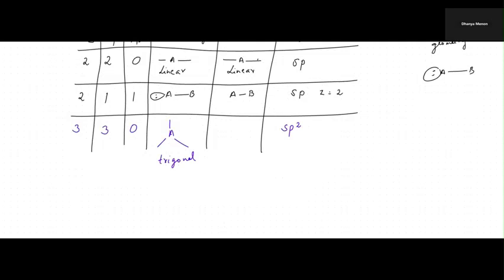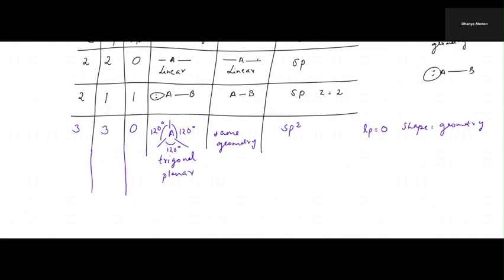Trigonal planar. Bond angle is 120 degree. Now here you can see lone pair is 0, so the shape is the same as geometry. So same geometry I can write here. Right, so this is for Z equal to 3.